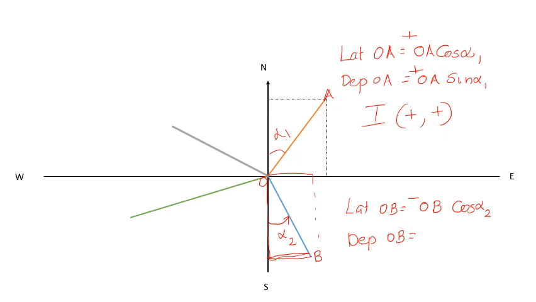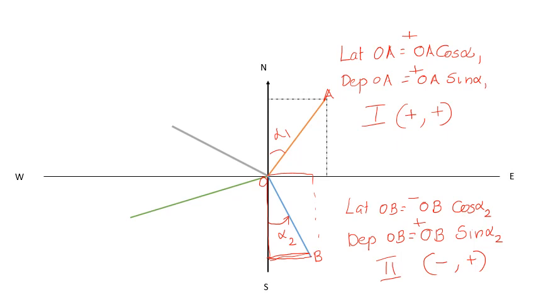Right. So how to get that component? That will be OB sine alpha 2. You see that from O to B, it is towards the easting direction, so that means it is positive. So this is the case of quadrant 2. In quadrant 2, we have negative latitude and positive departure.